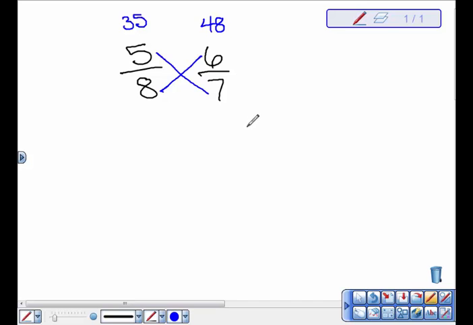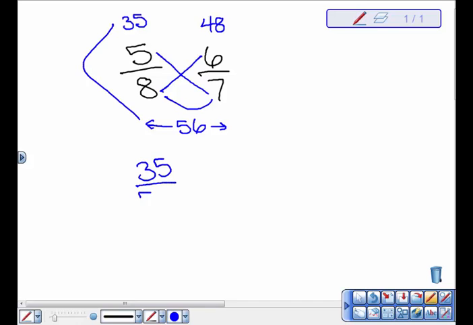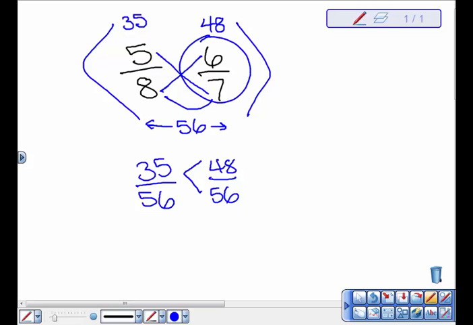And now to figure out a common denominator, all I do is multiply 8 and 7 together, and I get 56. Now I just have to put these pieces together. My denominator is the same for both numerators. I have the numerator 35. Put these pieces together, 35/56 and 48/56. And all I need to do is say which number is bigger. I know 48 is bigger, so 6/7 has to be the bigger fraction. It has the 48 above it.